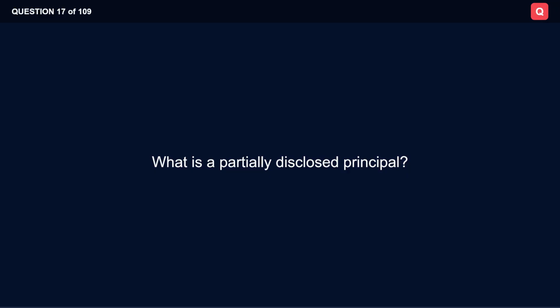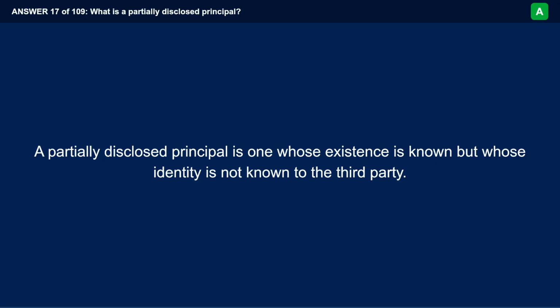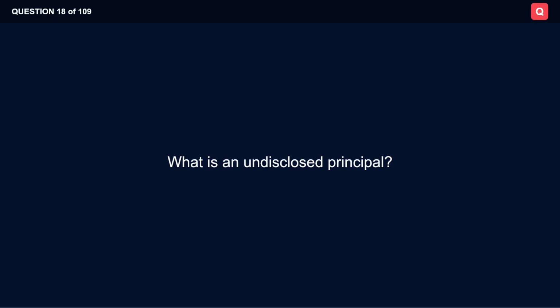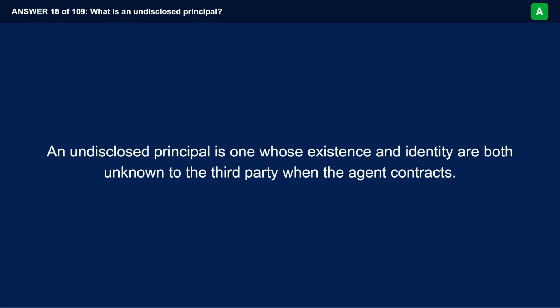What is a partially disclosed principal? A partially disclosed principal is one whose existence is known, but whose identity is not known to the third party. What is an undisclosed principal? An undisclosed principal is one whose existence and identity are both unknown to the third party when the agent contracts.